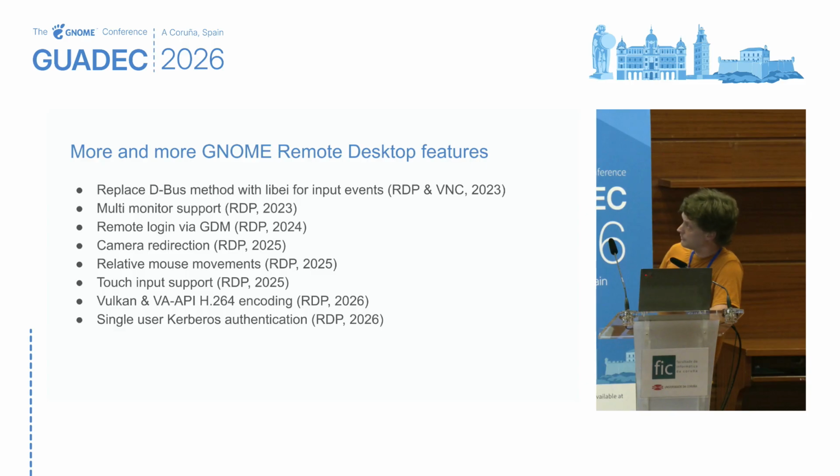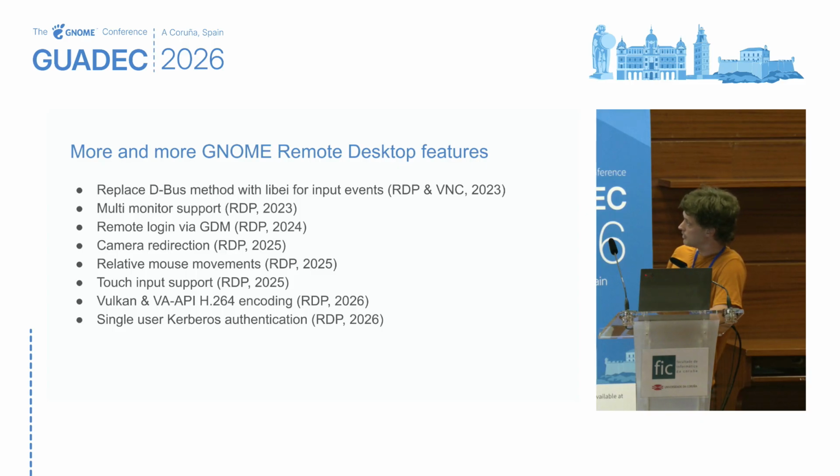2025, we got camera redirection and relative mouse movements. You can use GNOME Remote Desktop to actually play games, like first-person shooter games and things like that. Touch input also back last year. And then the newest thing is moving away from being NVIDIA-specific when it comes to hardware coding and using VA-API and Vulkan for further video encoding. Which means it works on more devices than before.